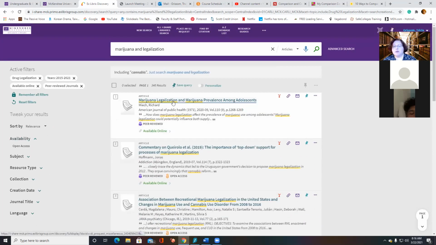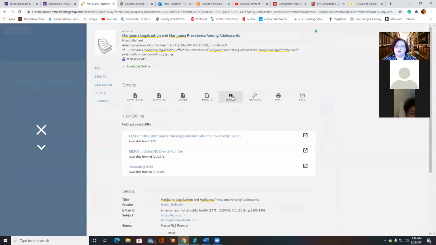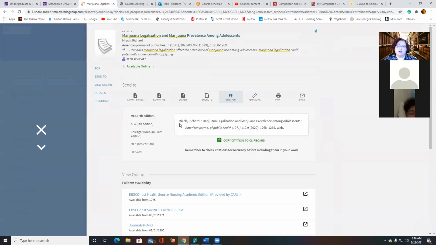So this is like, how does marijuana legalization affect how much adolescents use it? It may not still be legal for them to use it. So if we click on the source, and remember, you need a citation for it. So the first thing I would do for the annotated bibliography is choose, now, which one are we using? We're using MLA 7th edition. This is the one. And then you can copy it to a clipboard and paste it into your document. Then you've already got that part done.